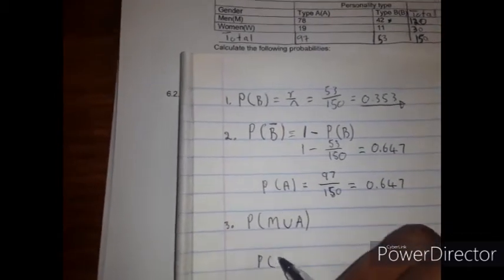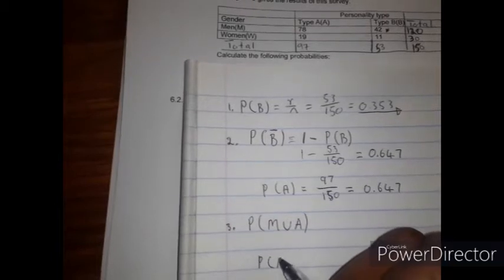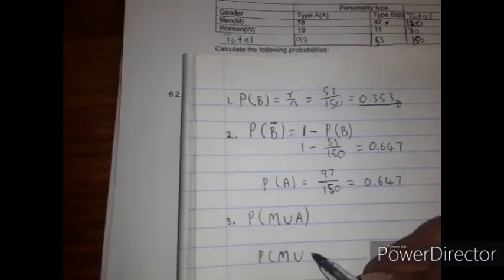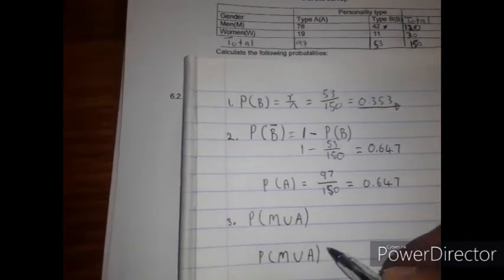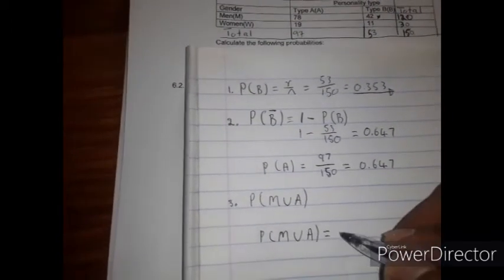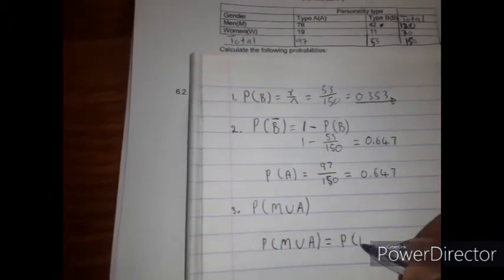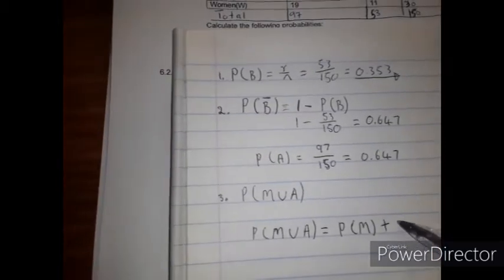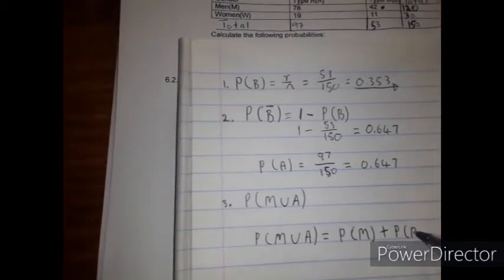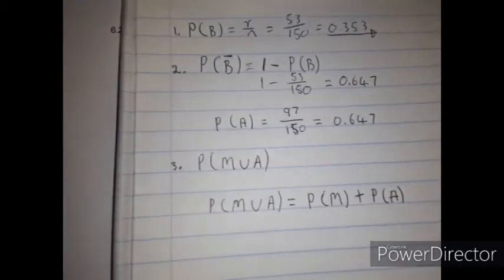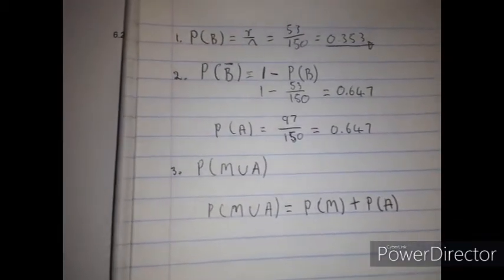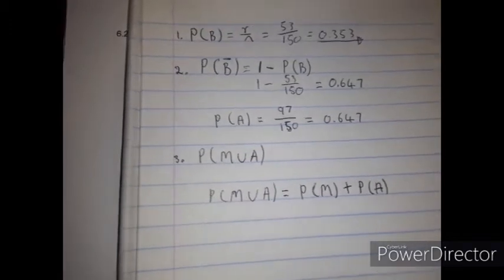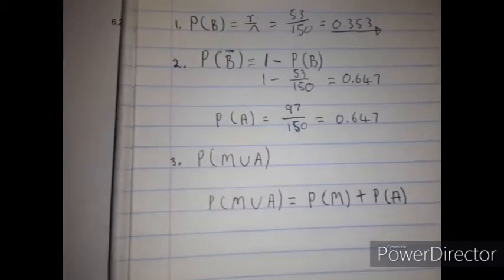The formula when there is no intersection is P(M or A) equals P(M), which is the probability of man, plus the probability of type A, when the events are mutually exclusive, which means they cannot occur at the same time or they have no intersection.